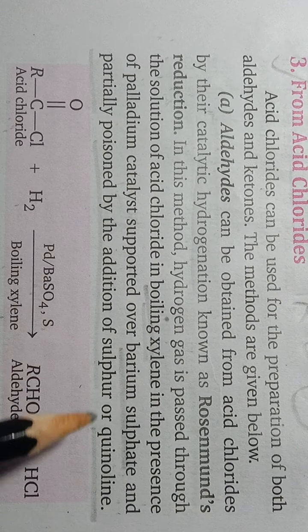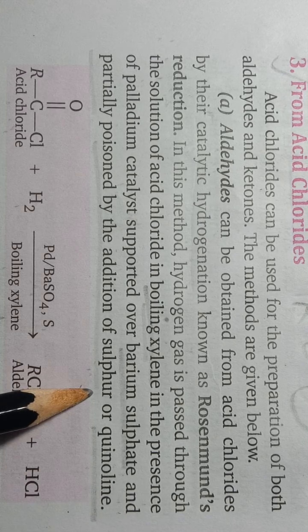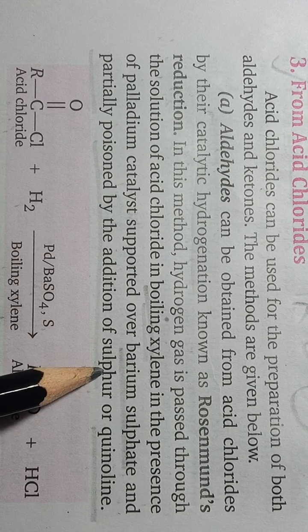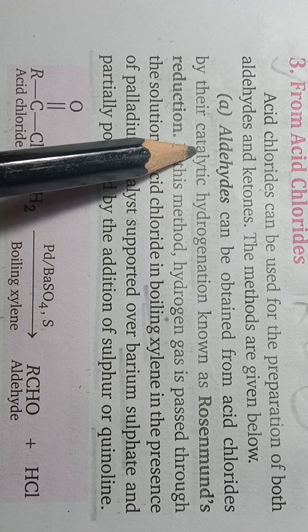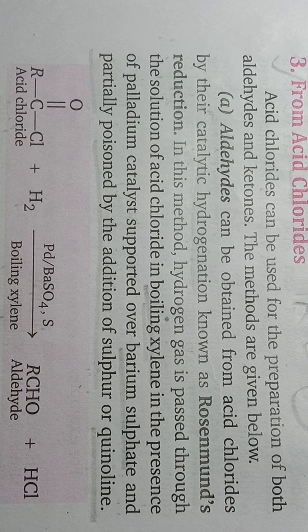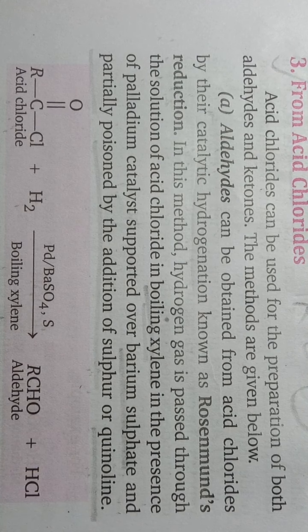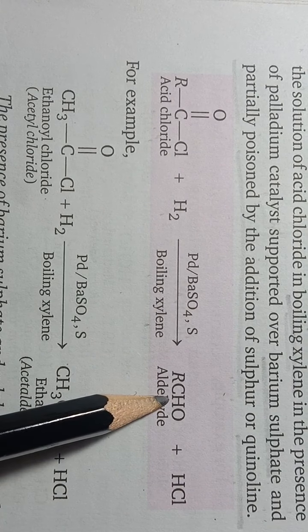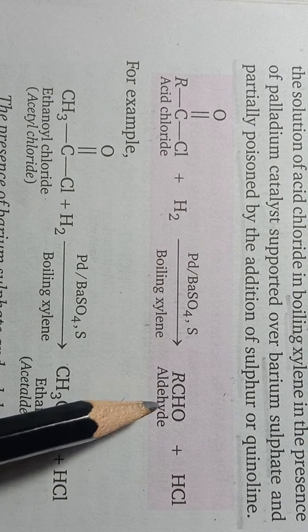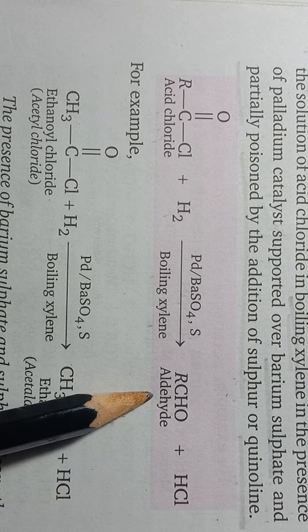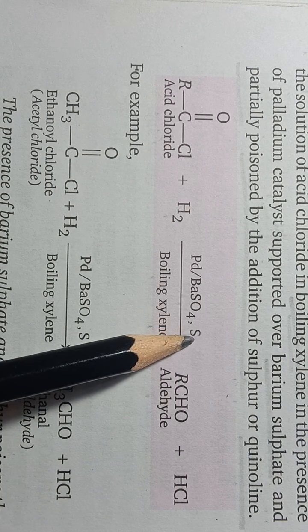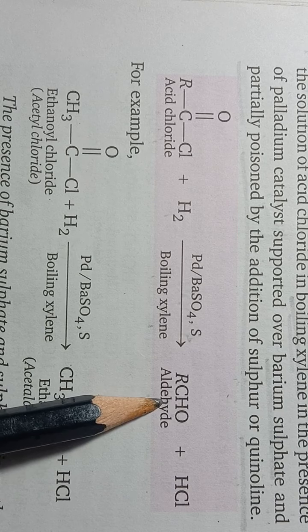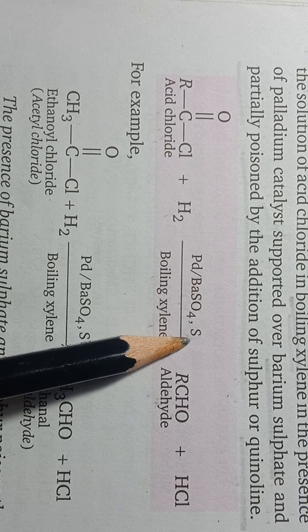Sulfur and quinoline are used for the poisoning of the catalyst, that is, to check the activity of this catalyst. Now why are we using a catalyst poison here? Because in the reaction, the aldehyde which is formed can be further reduced to the related alcohol if these poisons are not used. So, to stop the further reduction of these aldehydes, we use the catalyst poison here.